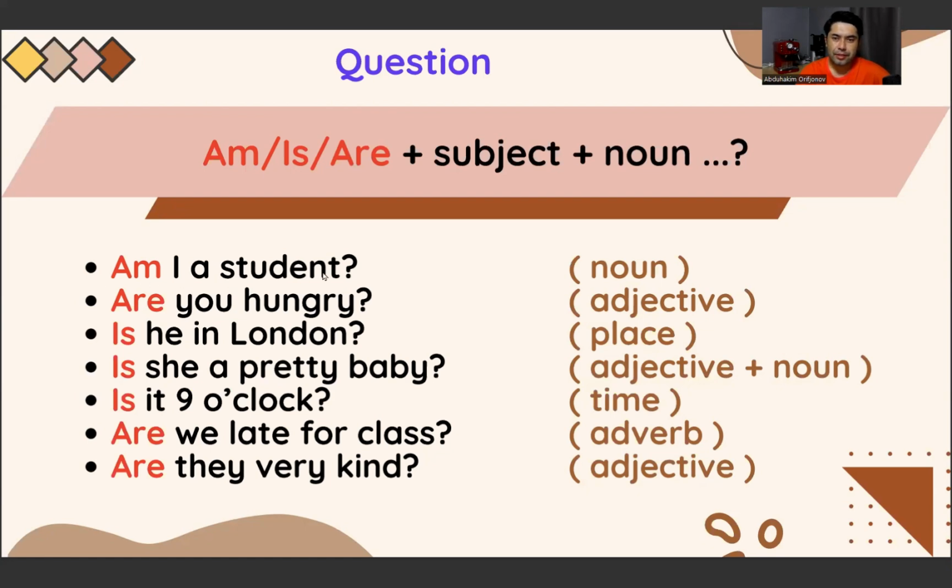Am I a student? Asking about noun. Are you hungry? Asking about adjective. Is he in London? Asking about place. Is she a pretty baby? Asking about adjective plus noun. Is it 9 o'clock? Asking about time. Are we late for class? Asking about adverb. Are they very kind? Asking about adjective. I hope you understand.